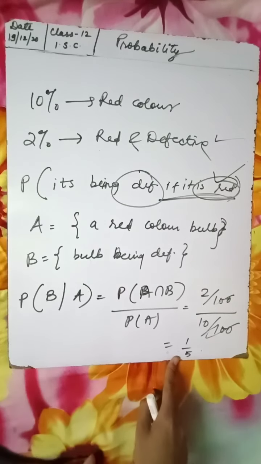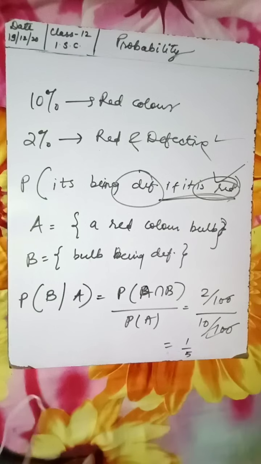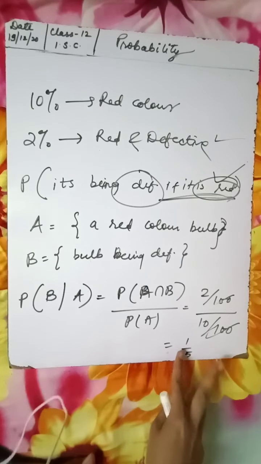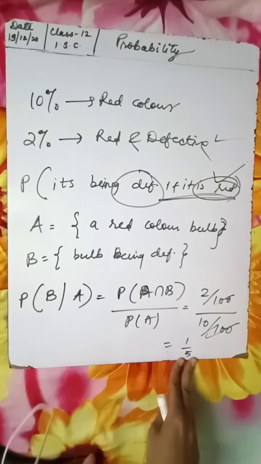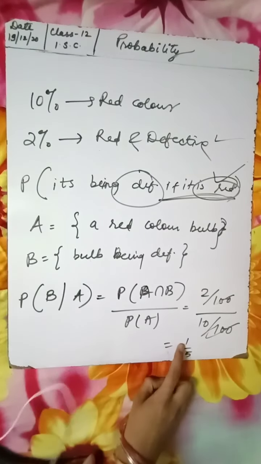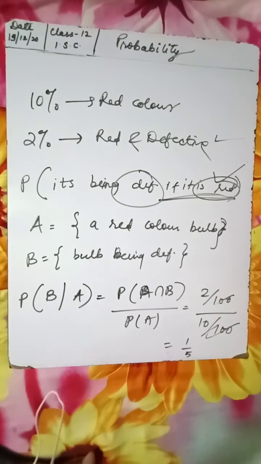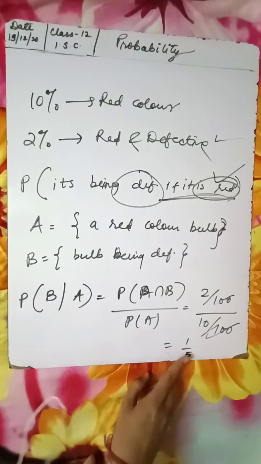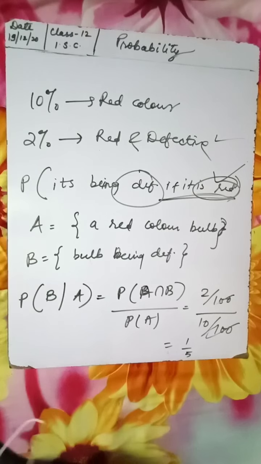So from the factory, if we take a set of 5 bulbs, then one will definitely be a defective one. It means one will definitely be a defective one and it is of red color. This is what the probability of B given A says.